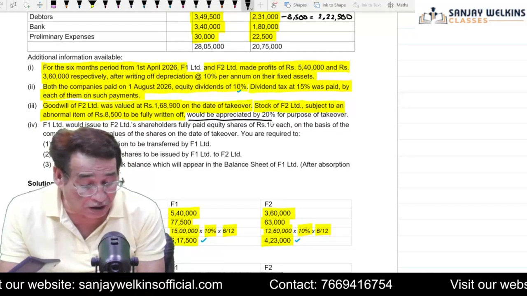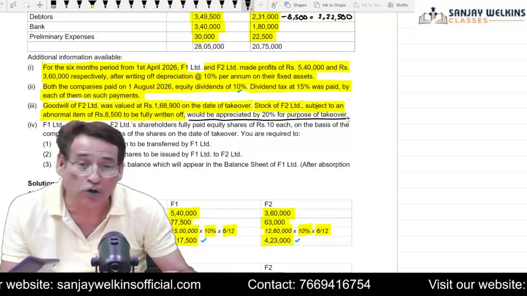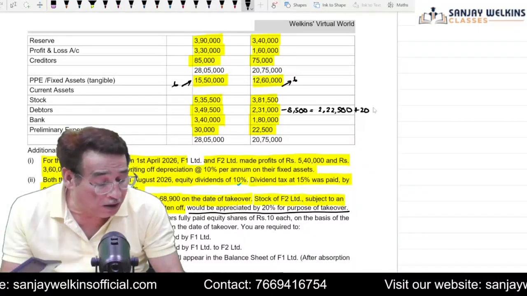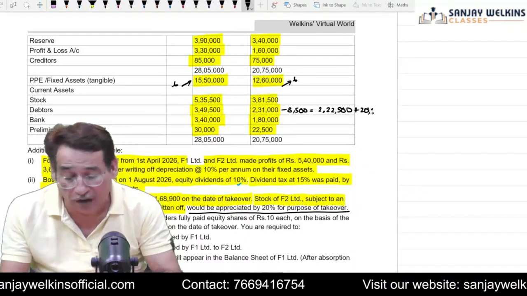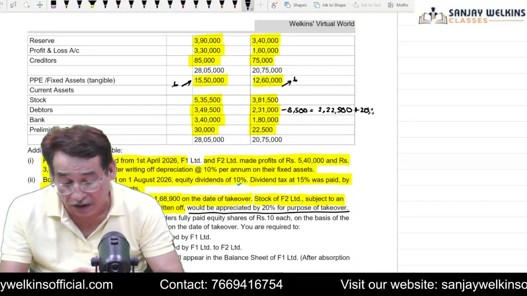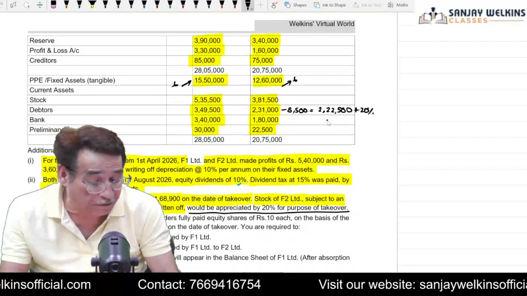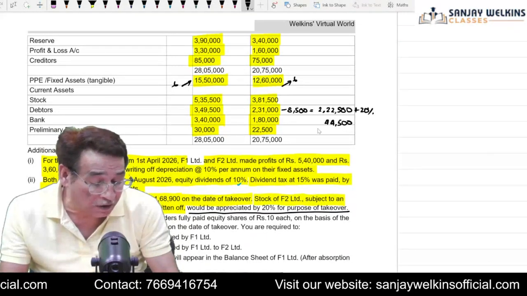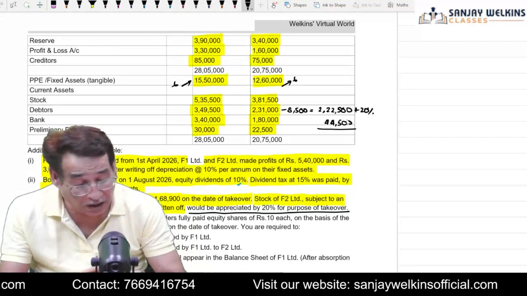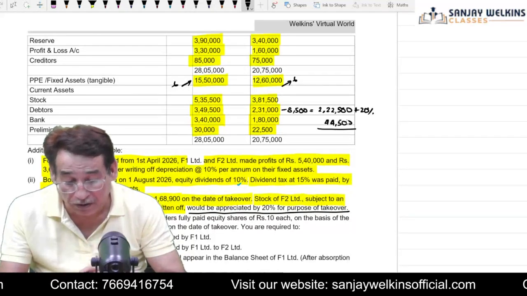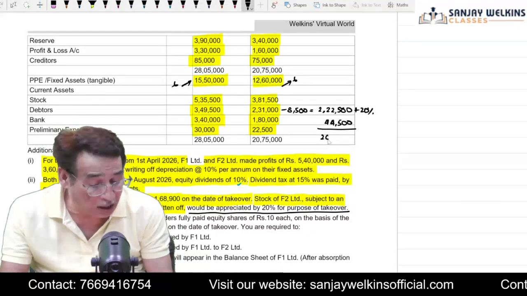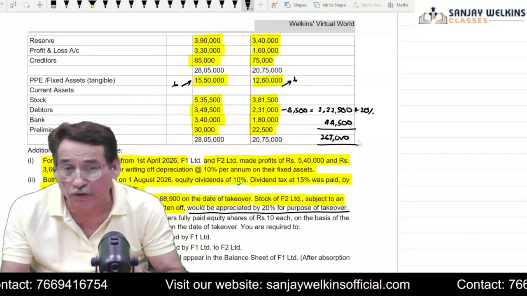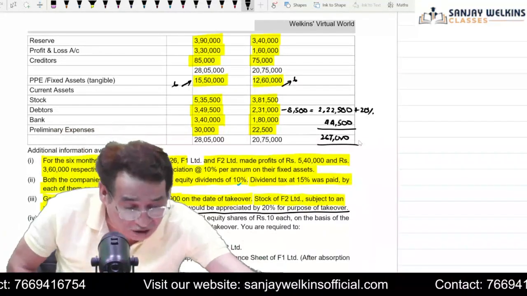It would be appreciated by 20% for the purpose of takeover. What does it mean? That means whatever balance of stock is there will be appreciated by 20%. If I take 20% of this, it is equal to 44,500. So that means stock of F2 Limited is taken over at this value. Let me add it: 2,22,500 plus this comes to 2,67,000. So stock of F2 Limited has been taken over at 2,67,000. Is it clear to you or not?